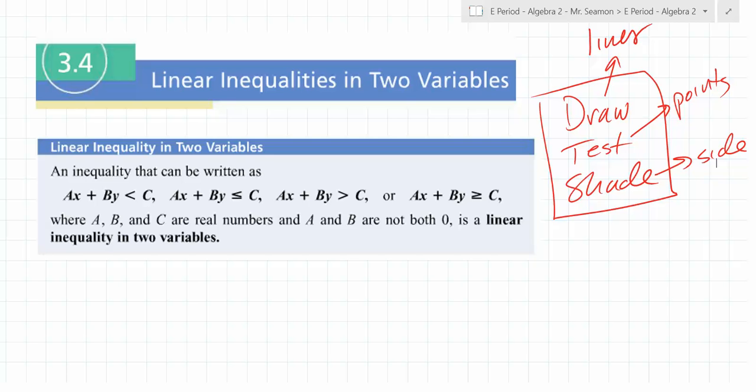Good guess. The greater than or less than is going to affect which side you shade. The equal to, the greater than or less than is not going to affect dotted or solid. What do you think is going to affect dotted or solid? Any other guesses? That's right. There's going to be two different things.